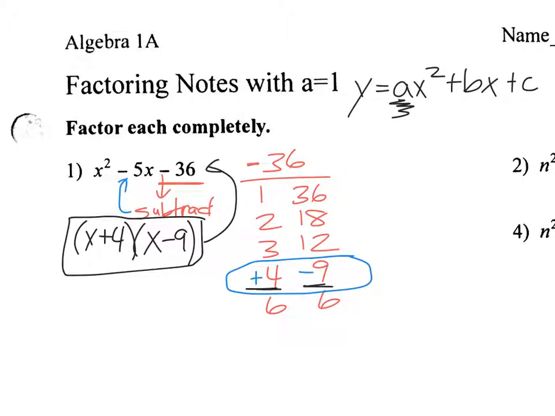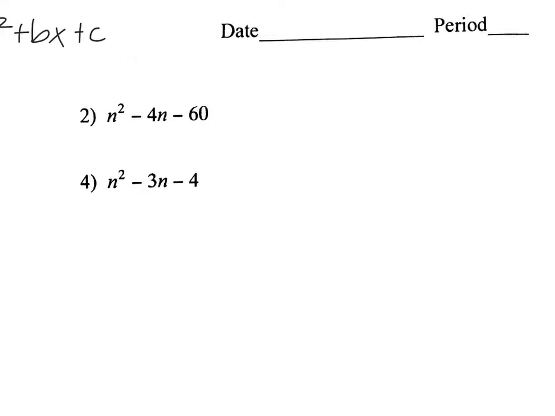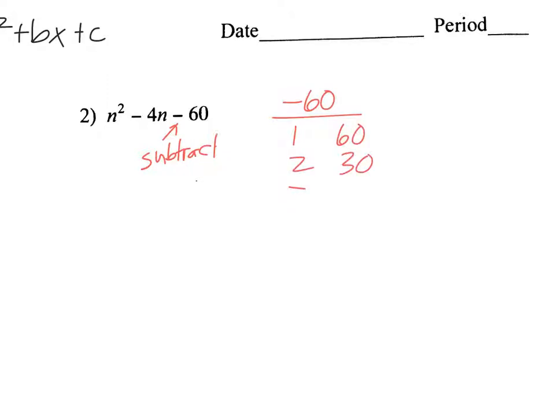Okay, let's come over to number 2. We're going to do it similarly to number 1, and then we're going to go a little bit faster here. So I'm going to write over this. Again, we subtract. My factors are of negative 60. If you want to list them all, you've got 1 and 60, 2 and 30, 3 and 20, 4 and 15, 5 and 12, 6 and 10.